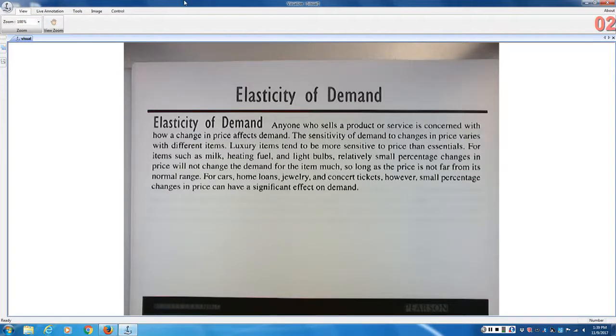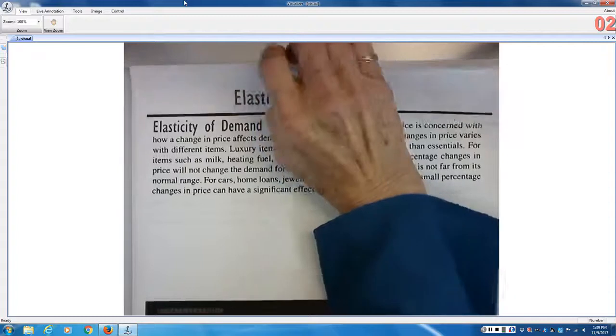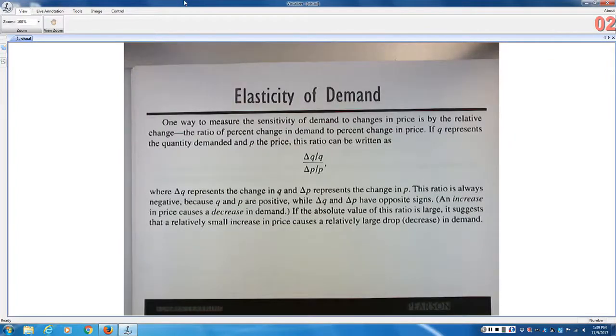And luxury items, for example, jewelry, concert tickets, and sometimes cars and homes, a small percentage change in the price can have a lot of effect on the demand. So we're going to talk about some examples of when demand is elastic and when it's not.